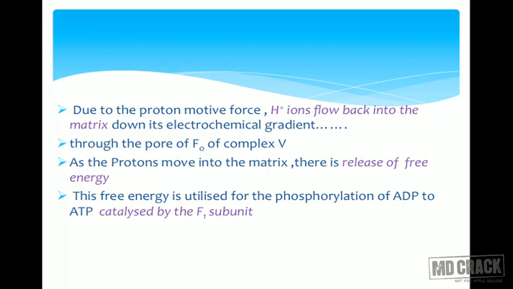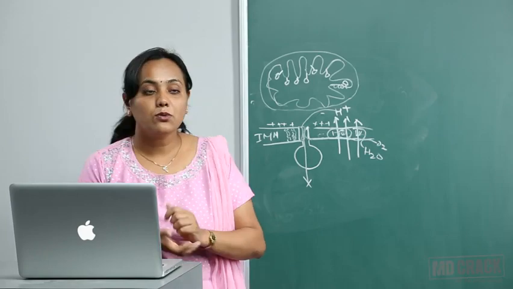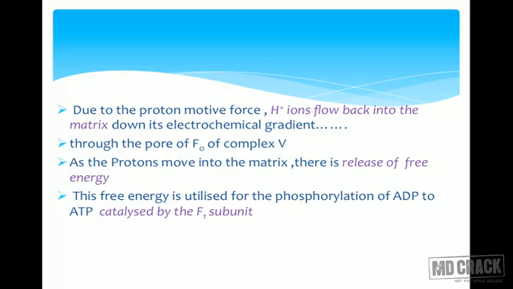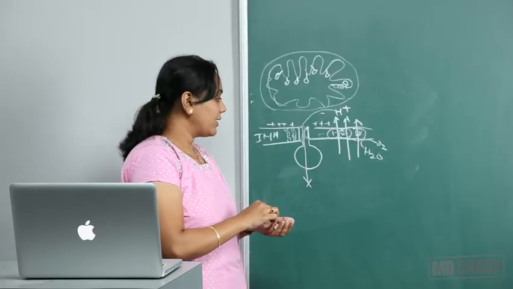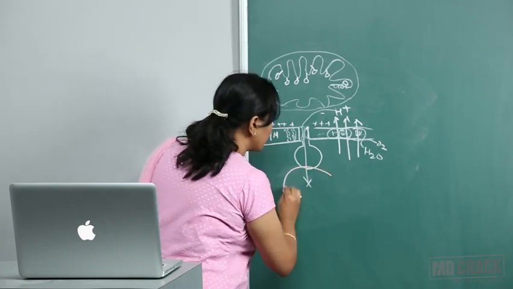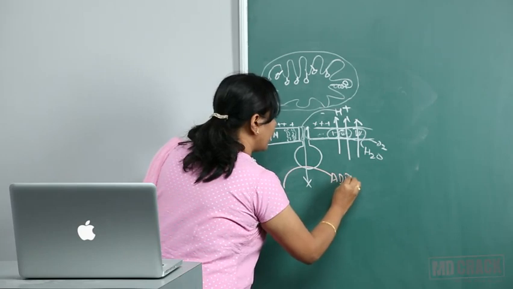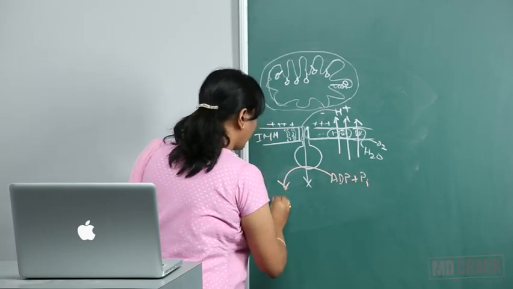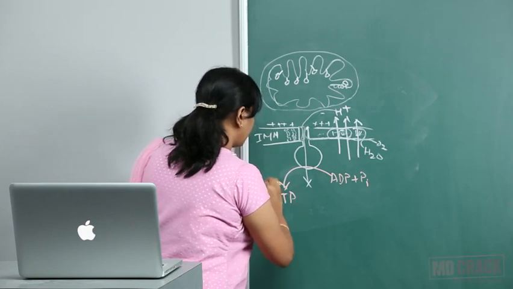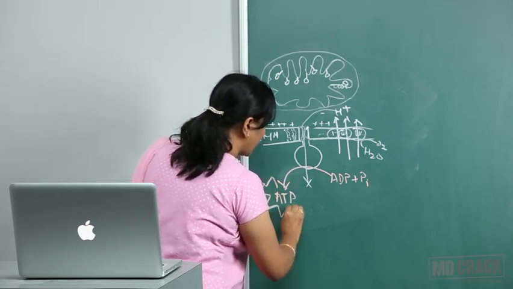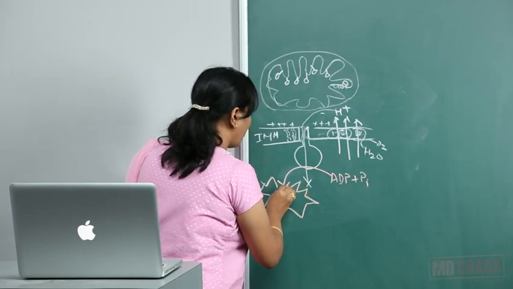So due to this proton motive force, the protons flow back into the matrix down their electrochemical gradient through the pore of F0 of complex 5. As the protons move into the matrix, there is release of free energy, and this free energy is utilized by this enzyme for the phosphorylation of ADP plus Pi to form what we wanted, ATP. So ATP is formed.